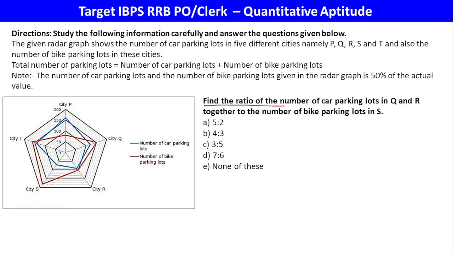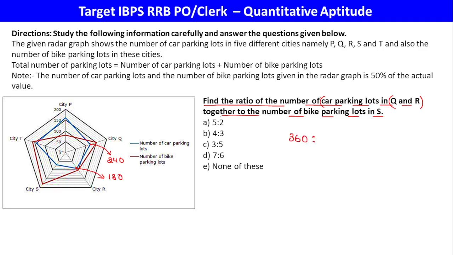Find the ratio of number of car parking lots in Q and R together to the bike parkings in S. Car parkings in Q and R. Q lo car parking ante blue line. 100, 110, 120. This is 120 ante 240. Next R lo car parking, which is 90. Ikkada 90 ante 180. 240 plus 180 which is 360.